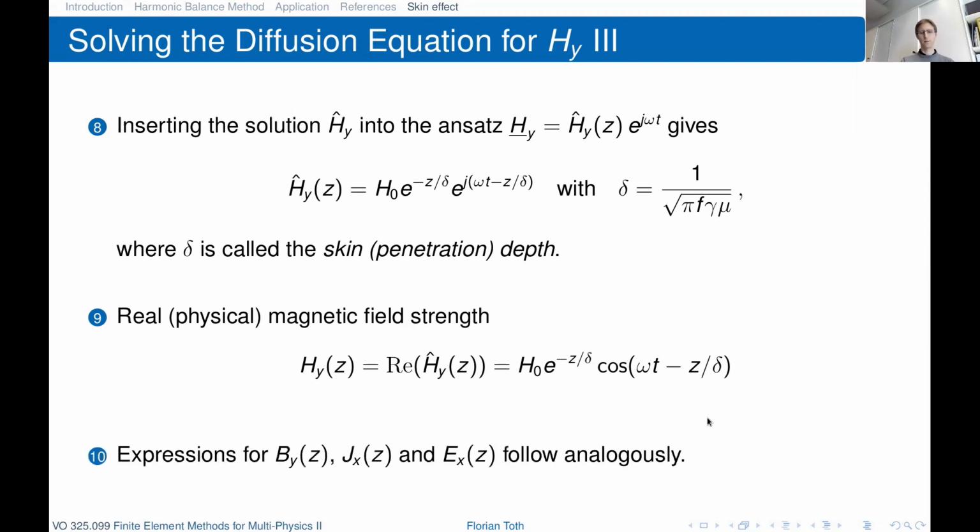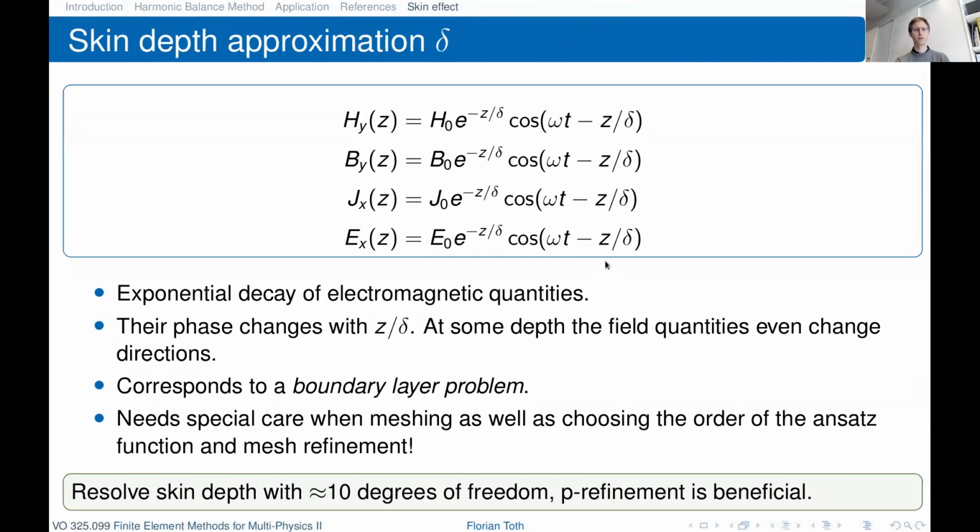The expressions for the B field and for the J field and the E field, of course, follow analogously, and so they have the same expressions. Let's have a look. So all of these fields decay exponentially with the skin depth. Note that there's also a phase change. So in the cosine, we also have z over delta. So at some depth, the field quantities even change direction.